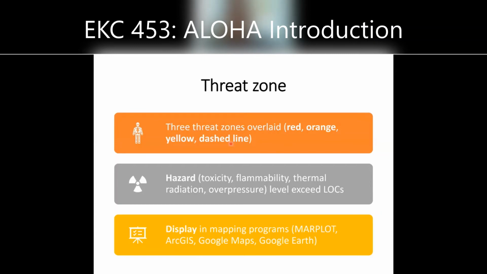The threat zone also applies to all of these hazards, either toxicity, flammability, thermal radiation for most fires, flash fire, jet fire and so on, and also overpressure for VCE. The hazard level usually will exceed the level of concern. This threat zone can be visualized. The easiest way to display the output of ALOHA is using the ALOHA grid. But this output can also be displayed in MARPLOT, ArcGIS, Google Maps, and Google Earth. Later we will use MARPLOT in Google Maps. We will see.